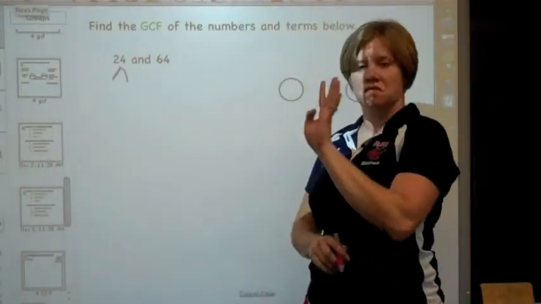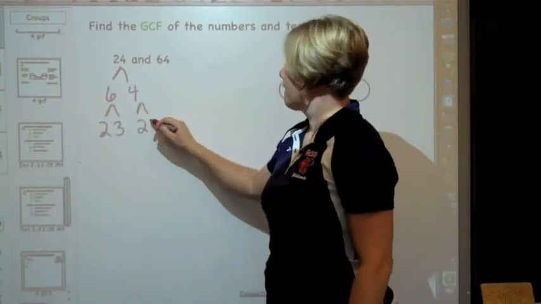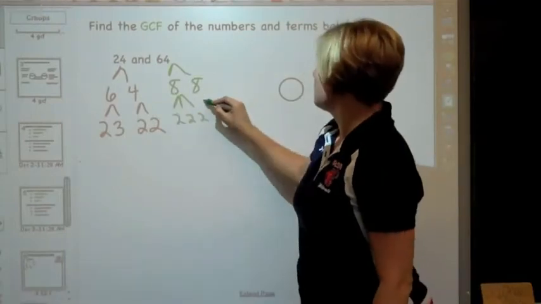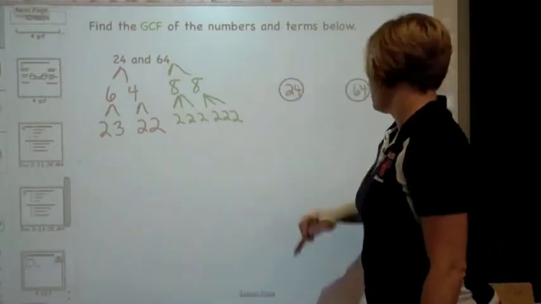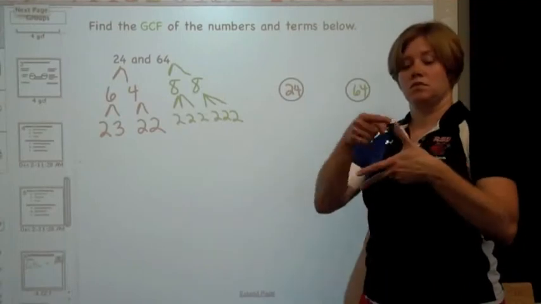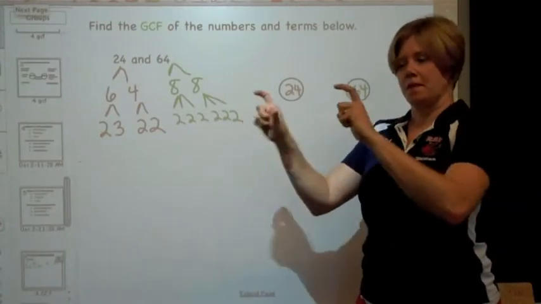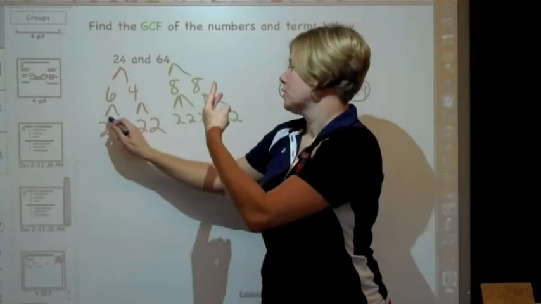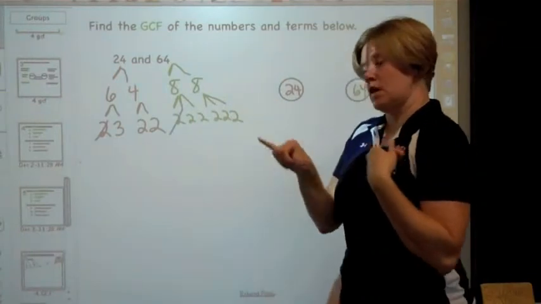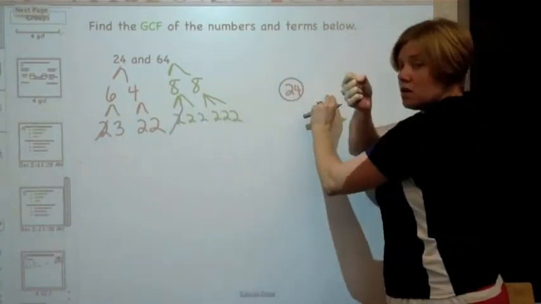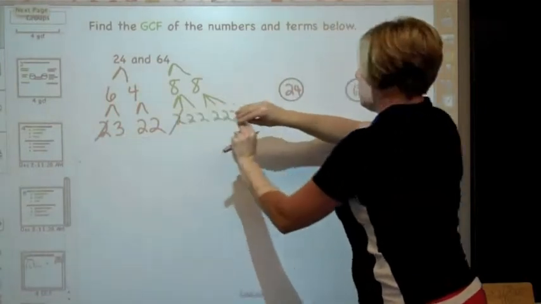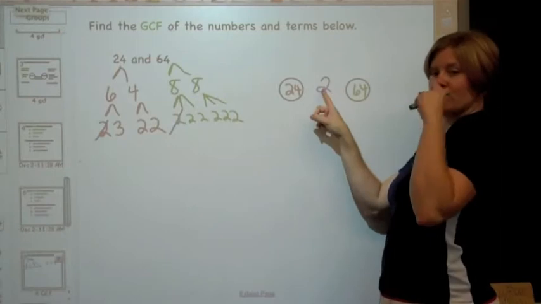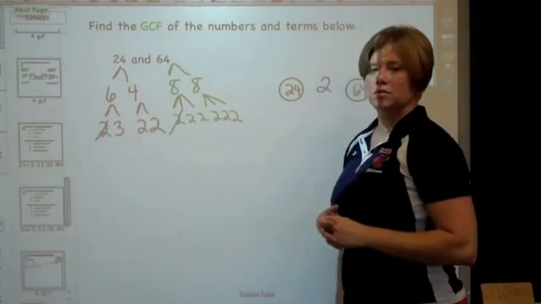So first I'm going to do the prime factorization. The prime factorization is done. Next I need to move them into the double bubble map. First I need to look for any common factors, such as 2 and 2. That's common, they both have a 2. I'm going to write it one time in the middle. So this 2 right here represents both of these 2s.